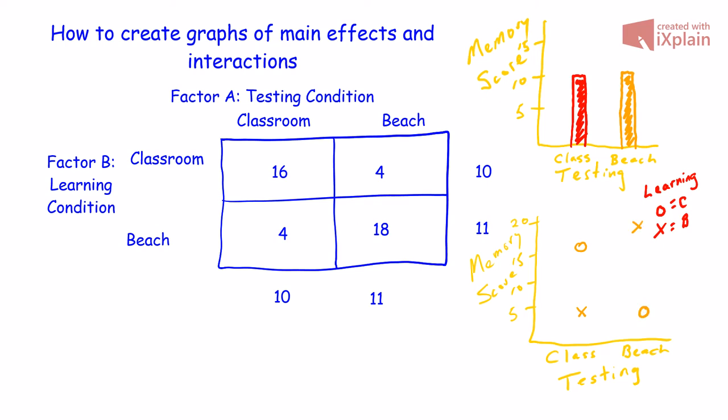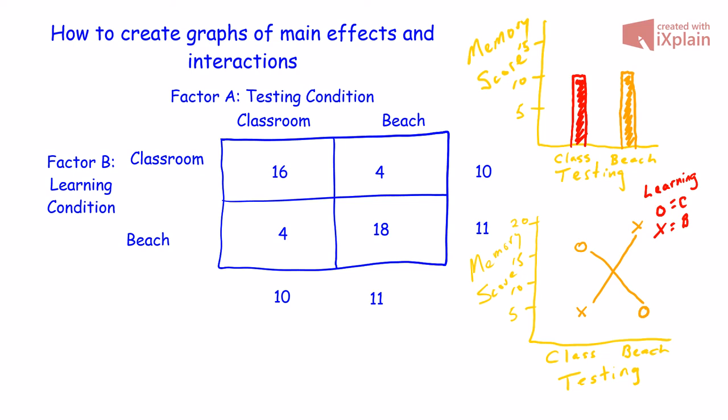So here I've done that. The 18 learned on the beach, so they get an X, and the 4 learned in the classroom, and so they get a circle. And the next thing I do is I connect like symbols. So I draw a line from X to X and from circle to circle, and now I've just graphed the interaction.